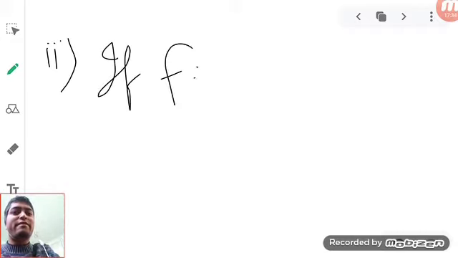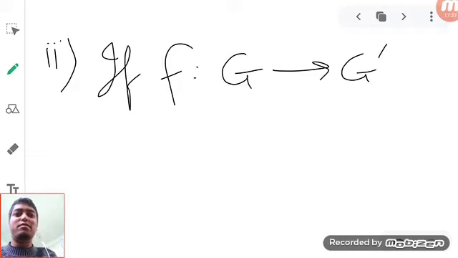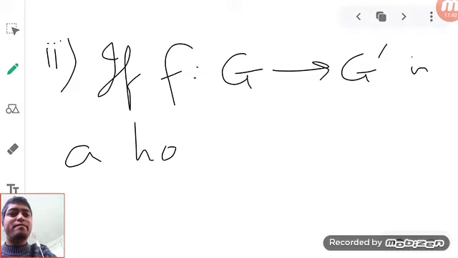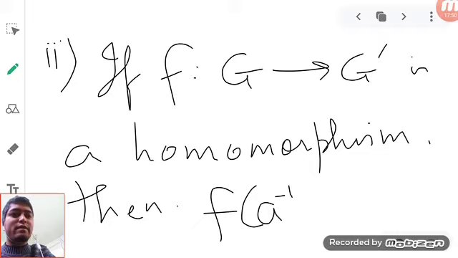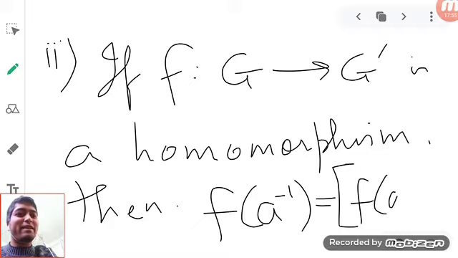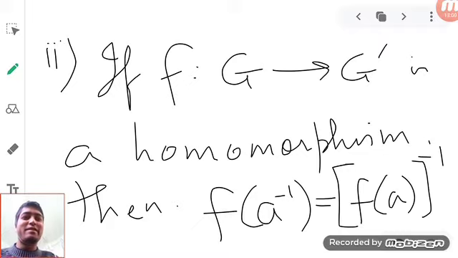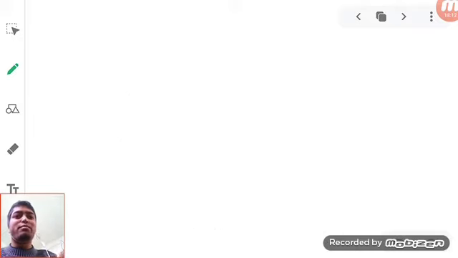If F from G to G dash is a homomorphism, then F(A inverse) is equal to the inverse of F(A), for all A belonging to G. Again, this one is a very straightforward proof, as you will see, but you will have to remember this first line. This first line is very important.